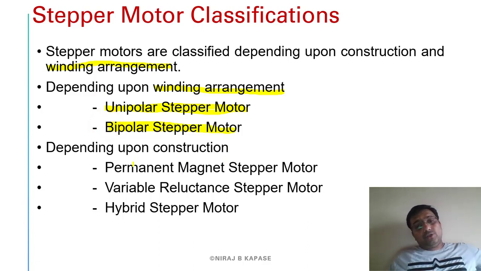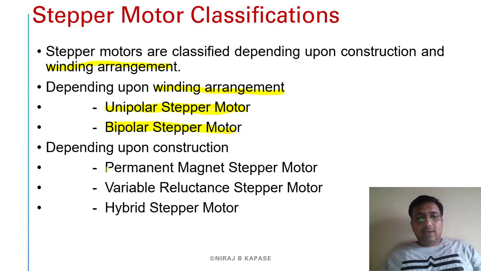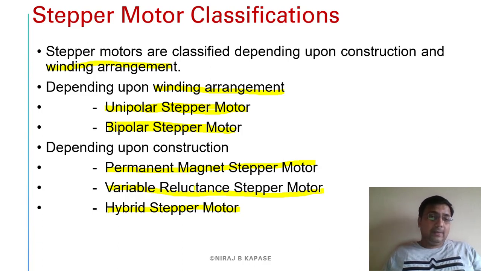Depending on the constructions, there are different types of constructions of stepper motors. First type is the permanent magnet stepper motor, PM stepper motor, then the variable reluctance stepper motor, and third is a hybrid stepper motor. The hybrid comes with both the properties of permanent magnet as well as variable reluctance. So there are a total of 5 types of stepper motors.